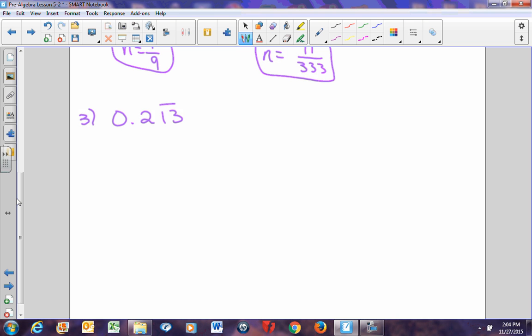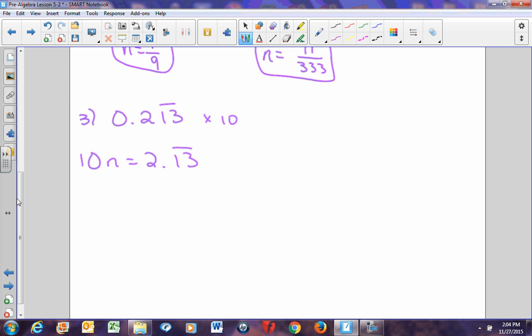So the first thing I do is I need to get it so only the repeating digits are after the decimal point. So instead of saying n equals 0.213, I'm actually going to make sure that this gets moved, so I can multiply by 10 right off the bat. So this is going to be 10n equals 2.13. The only digits after the decimal point have to be the digits that are repeating. Since the 2 is not a repeating digit, I have to multiply the whole entire equation by 10, so that later on, when I multiply by whatever I need to multiply by, I get rid of the repeating digits. So we'll start off with 10n equals 2.13 repeating.